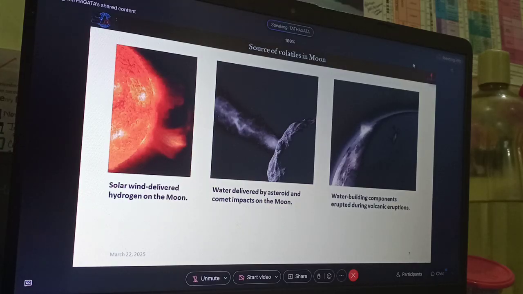Second thing, the water is getting delivered to the moon by asteroids and comets. So asteroids, there are carbonaceous conglomerates, so they are having a good quantity of water. This water is getting delivered by these asteroids and comets. Third thing, the indigenous resources, it's the volcanism.